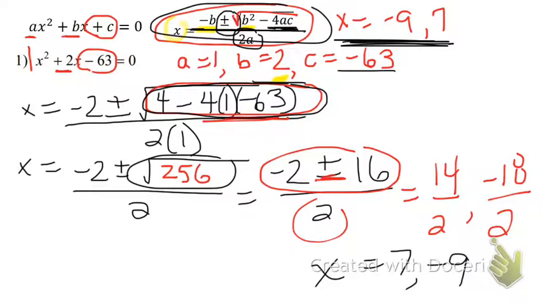So this kind of makes the point very clear. If something is factorable, you don't want to use the quadratic formula. But the quadratic formula can be used when things aren't factorable.